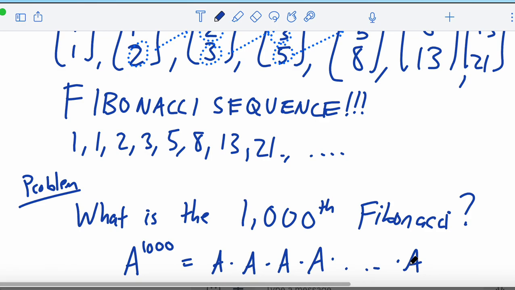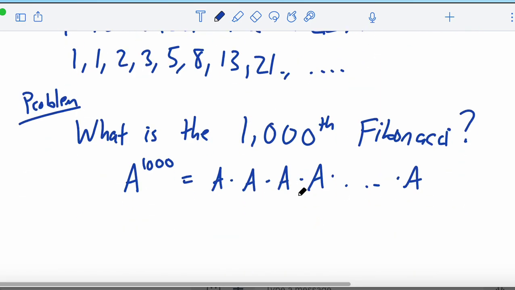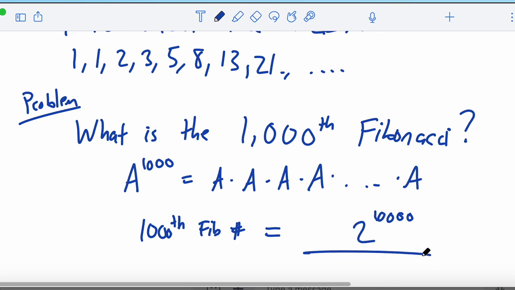I can just give you a formula, and the formula is like the 1,000th Fibonacci number equals, and there's a formula that looks like 2 to the power 1,000. Okay, it's not 2 to the power 1,000, but it's a formula that looks like 2 to the power 1,000. And that's what we're going to figure out right now. Using the power of linear algebra, we're going to figure out this magical formula. You guys with me so far?